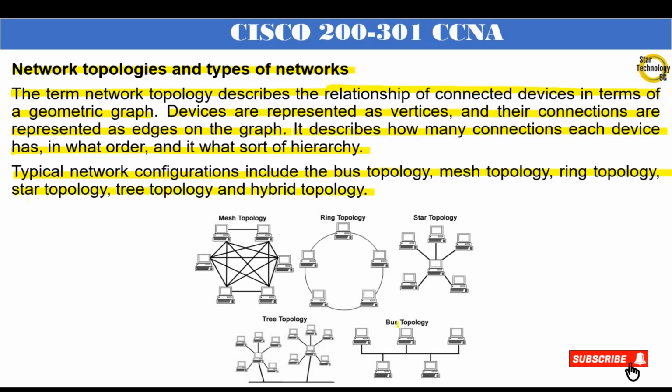This is mesh topology. Ring topology. In ring topology all computers are connected like a ring. Star topology. In star topology all computers are connected like a star. Tree topology. In tree topology all computers are connected like a tree. Bus topology. In bus topology all computers share a single bus line.